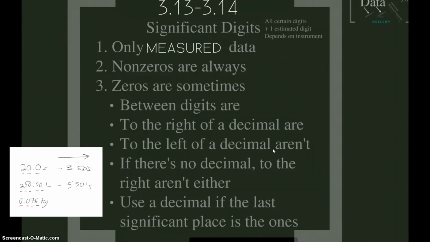We know that 7 and 5 are significant because they are non-zero, but zeros to the left are not significant. So this number actually only has 2 significant digits. These zeros are what we call placeholders. These are called placeholder zeros.